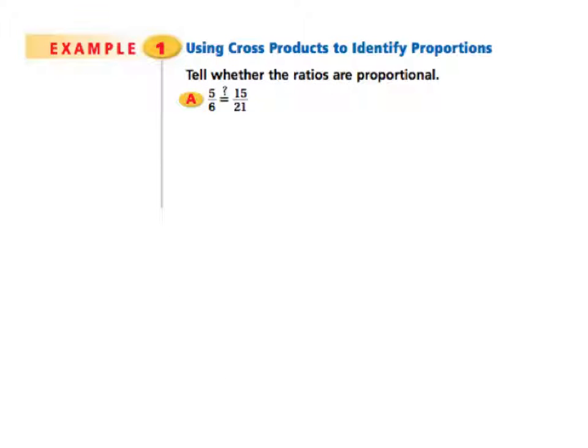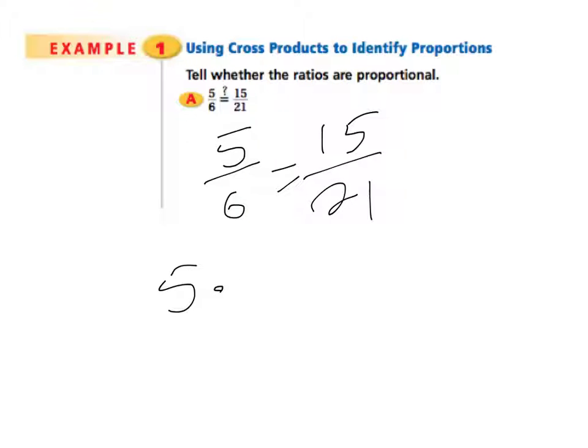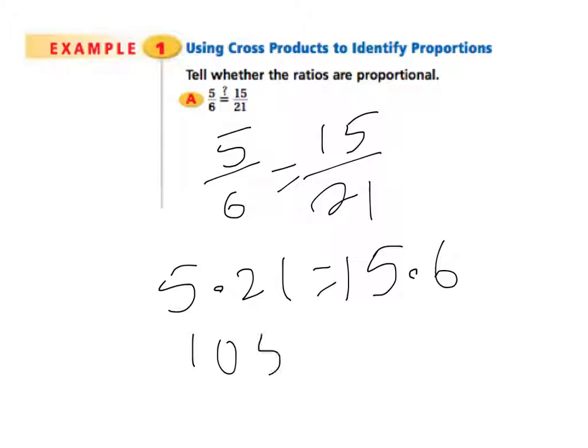So using cross products, we're going to identify whether these ratios are proportional. So we have 5 over 6 is equal to 15 over 21. So we're going to do 5 times 21 and we're also going to do 15 times 6. Well, 5 times 21 is 105 and 15 times 6 is 90. So we know that these are not proportional because the cross products are not equal.